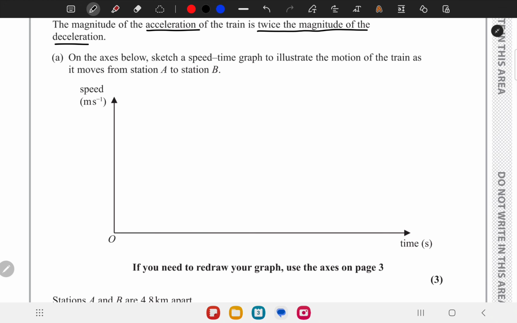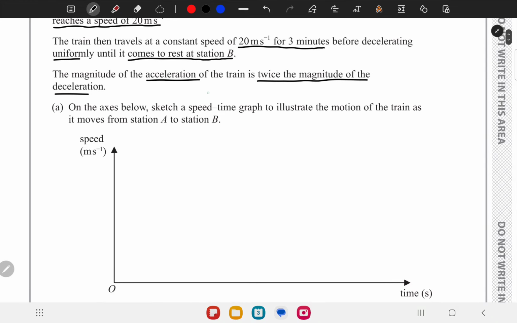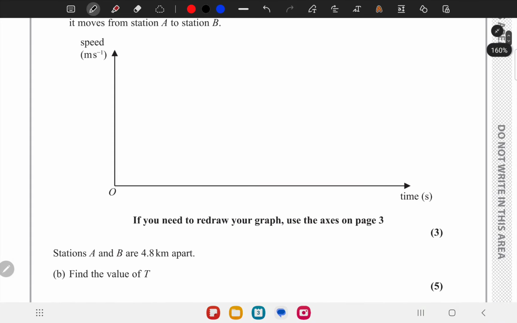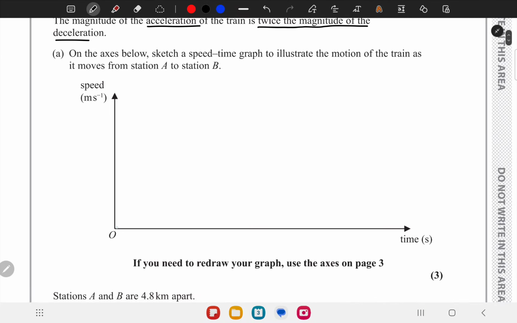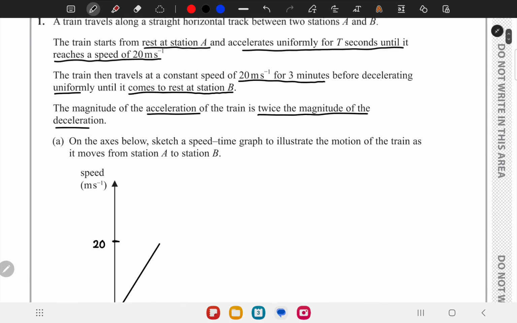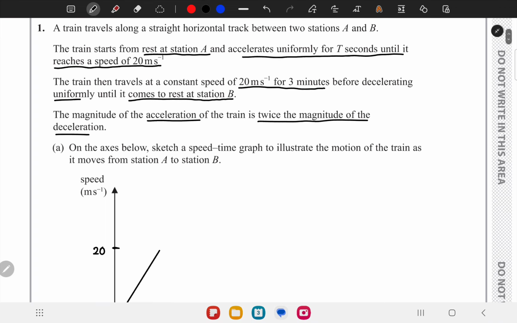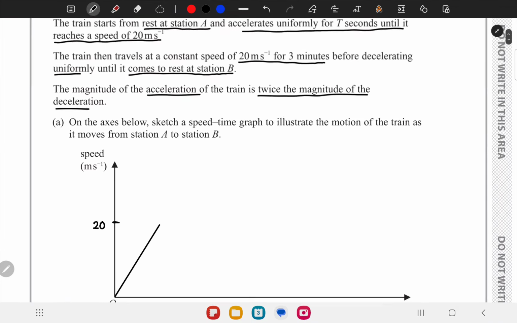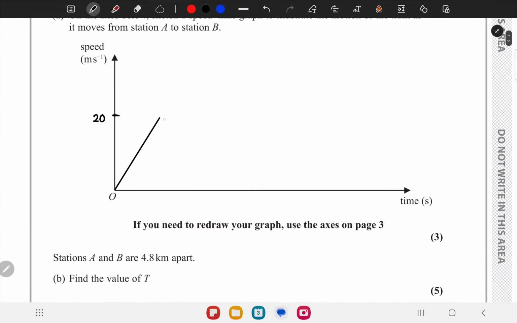In part a, we have to draw the speed-time graph for it. Since the acceleration is twice the deceleration, the time it accelerates will be half the time it decelerates. So if I start the graph, this value over here would be 20. The time is in seconds, so we have to convert these 3 minutes into seconds. So this part over here would be 180 seconds, 3 times 60 seconds.